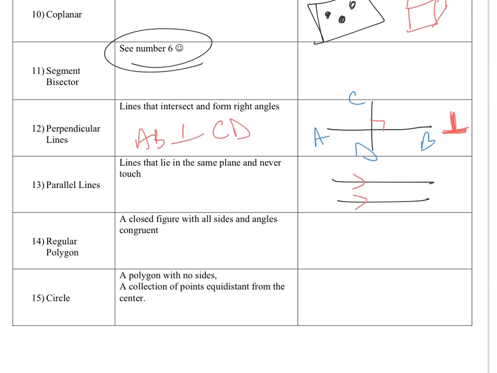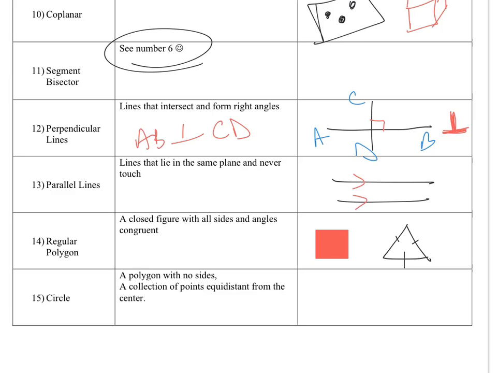The next thing, a regular polygon. Regular polygons are kind of interesting. They could be squares, or they could even be equilateral triangles, or we could even have a pentagon. I'm not going to try to draw that, but you get the idea.